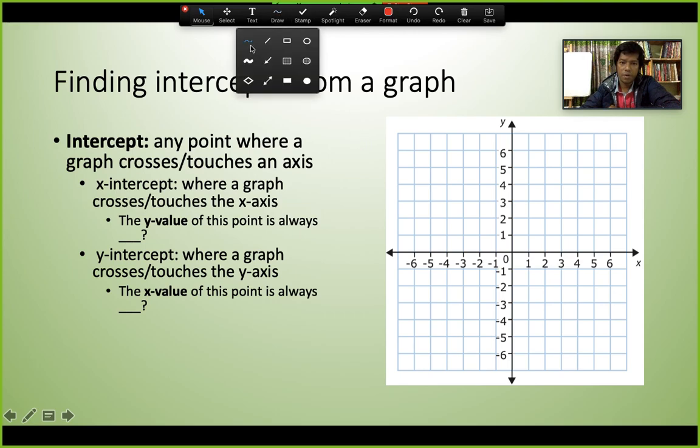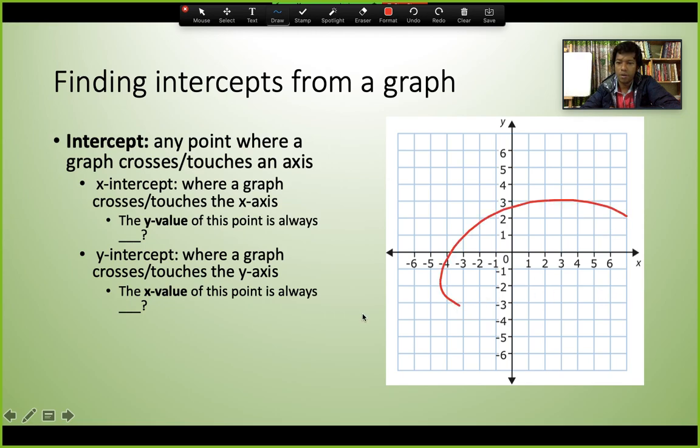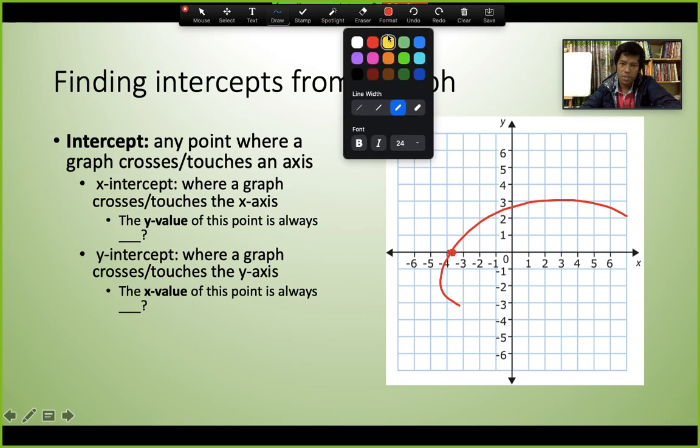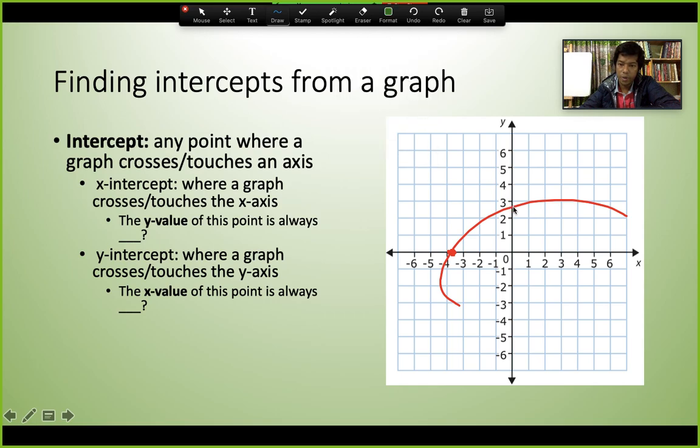Suppose some graph is given, let's say this is a graph, whatever it is, some curve. What is the x-intercept? This is the point where our graph intersects the x-axis. And what is the y-intercept? The y-intercept is this point, where our graph intersects the y-axis. This is our x-intercept, this is our y-intercept. It is the x-intercept because the point is on the x-line, and this point is on the y-line, that is why it is the y-intercept.